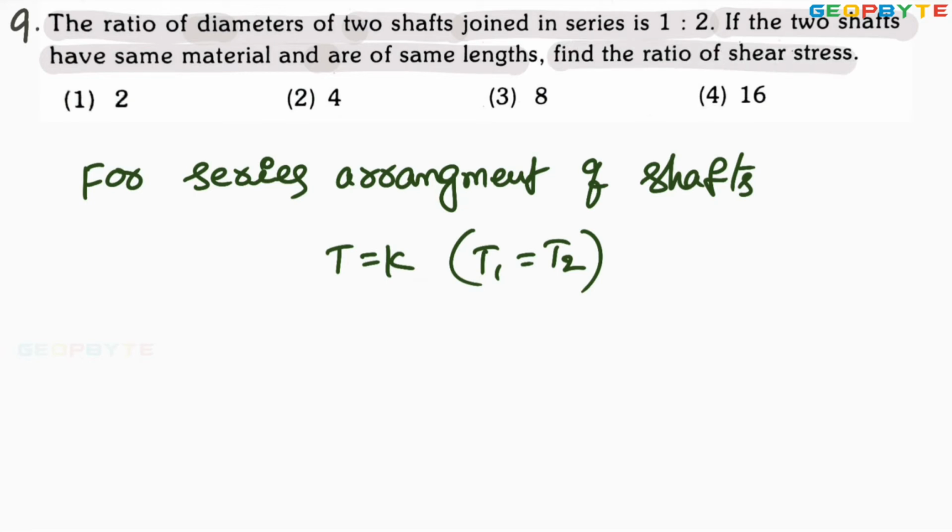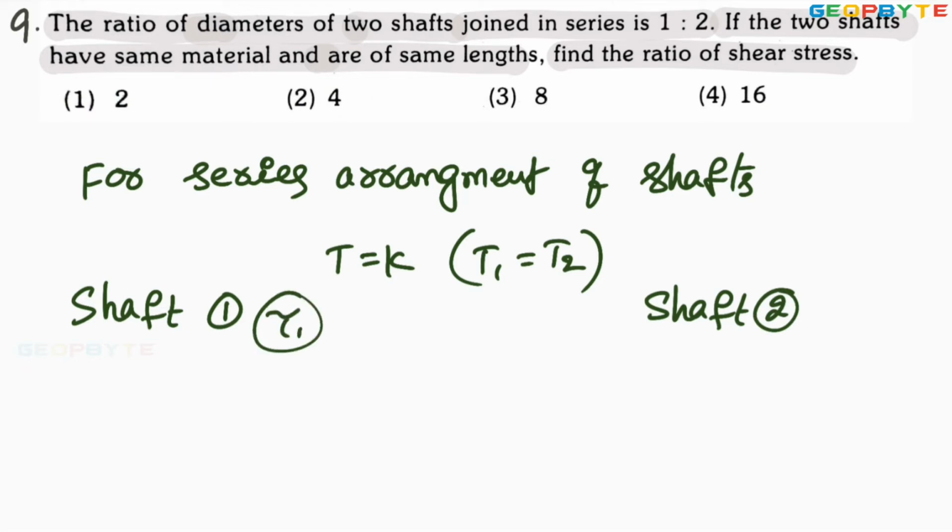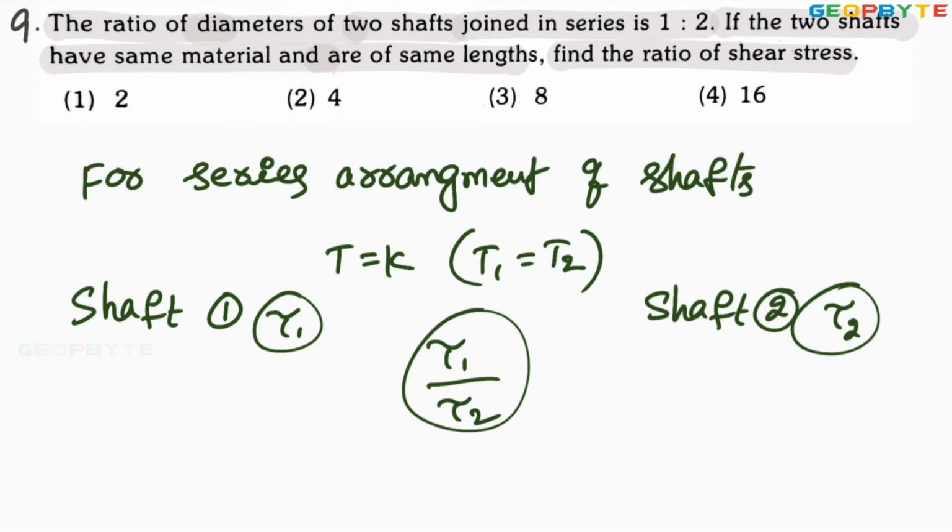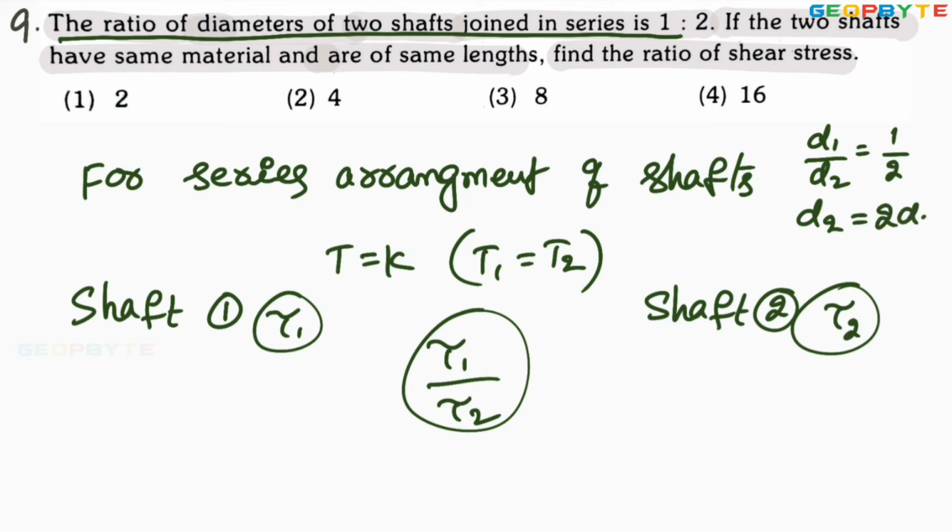Find the ratio of stresses means, let us take the shaft 1, shaft 2. If I assume the shear stress in the shaft 1 is tau 1, shear stress in the shaft 2 is tau 2, you are asked to find tau 1 by tau 2. And diameter ratio given, the ratio of diameters of the two shafts joined in series. That means indirectly d1 by d2 equal to 1 by 2, or I can say d2 equal to 2d1.